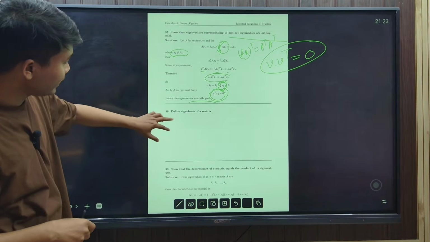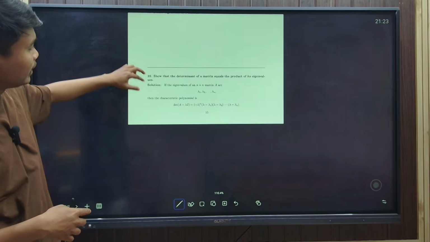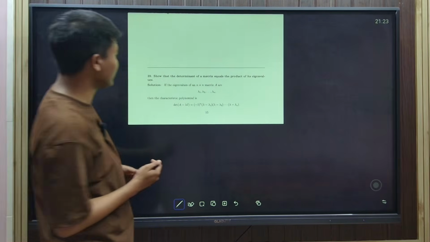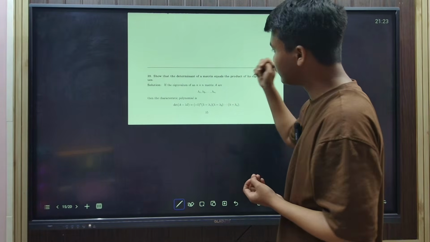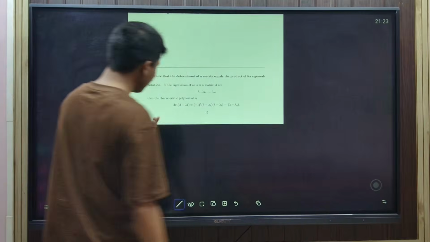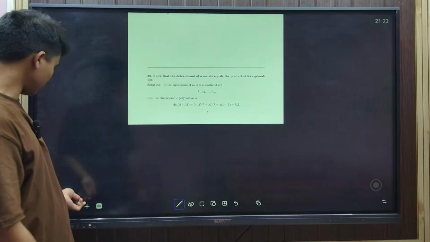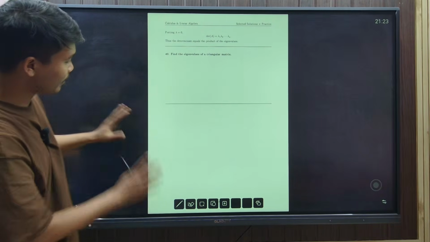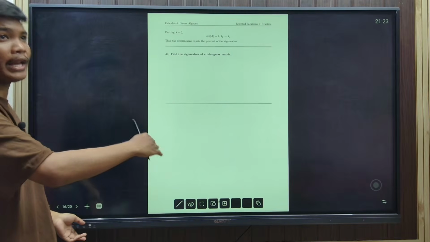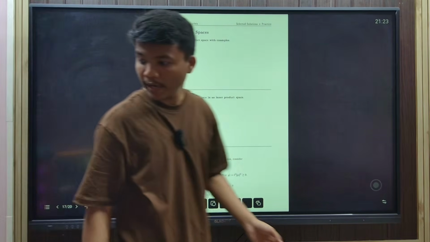Now define eigenbasis of a matrix, it is in your book and I have also given it. Show that the determinant of a matrix is the product of eigenvalues. If you are asked to find the determinant, this is exactly the product of eigenvalues. For n cross n, the characteristic polynomial, I have discussed already. Then find the eigenvalues of a triangular matrix. Triangular matrix means either upper triangular or lower triangular. I am running out of time.